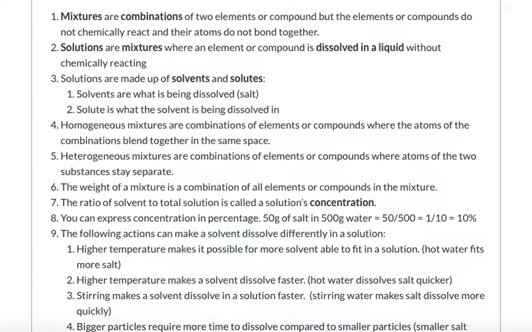3. Solutions are made up of solvents and solutes. 1. Solvents are what is being dissolved, salt. 2. Solute is what the solvent is being dissolved in.